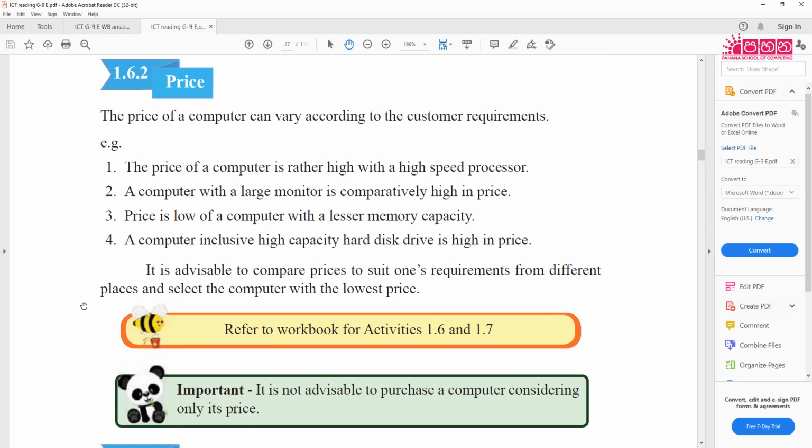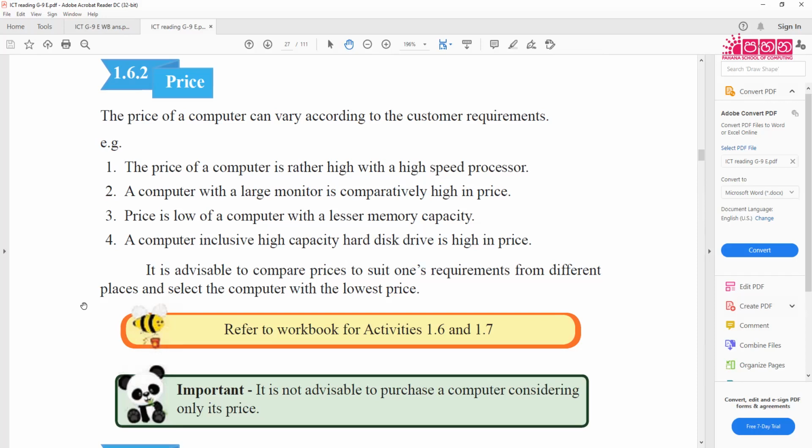Now, the price will be low if you have less memory capacity. Typically nowadays we have about 8 gigabytes of memory, but there could be 4, there could be 2, there could even be 1 gigabyte. Which means the lower the memory, the less money you have to pay for it. Then hard disk capacity: if you want to increase it, you have to pay more, right? You have to pay more.